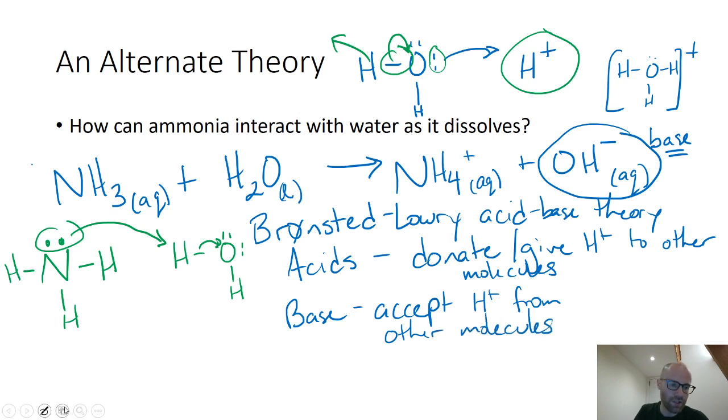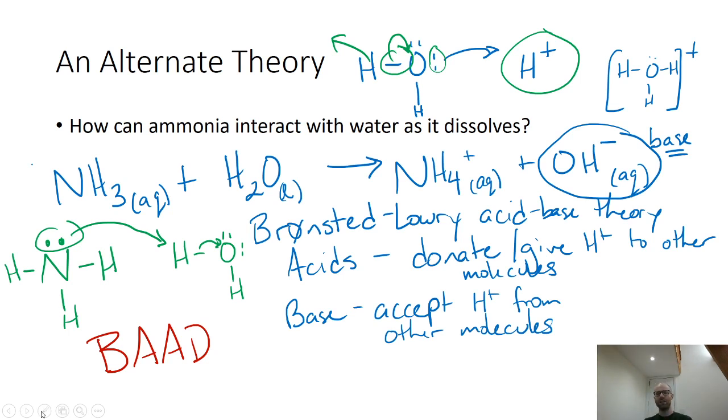Some teachers like to give a mnemonic device to help clarify this for people who get confused. Let's go with dark red. The mnemonic device is bad. I mean, it's poor, but it's also bad. Bases accept, acids donate. Bases accept, acids donate. That's the Brønsted-Lowry acid-base theory, or Regents says alternate acid-base theory.